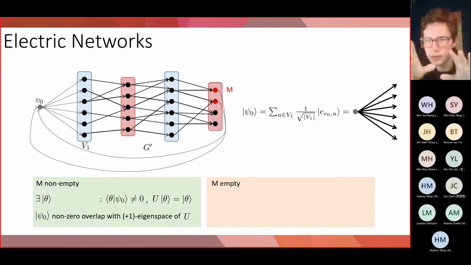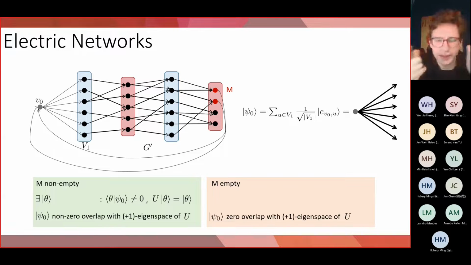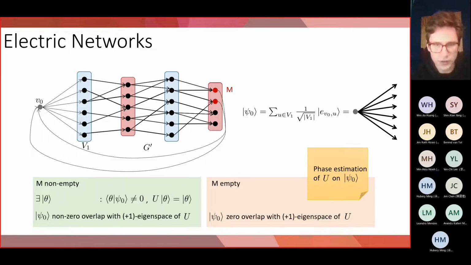Well, we're doing a decision problem. So if this corresponds to M being non-empty, then the M is empty case would be precisely the converse: psi0 would have 0 overlap with the +1 eigenspace of U. And for those familiar with quantum algorithms, if you have to decide which of these cases is happening, you can do phase estimation of U on psi0. And you could decide up to some accuracy, of course, because if you could run it to infinite accuracy, you could decide it perfectly. So there should be some epsilons and deltas in this definition, but for clarity, I've removed them. So with phase estimation, one could decide which of these cases is true.